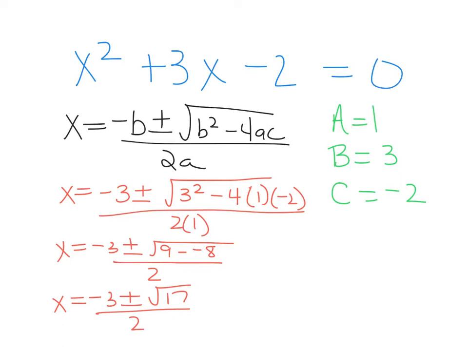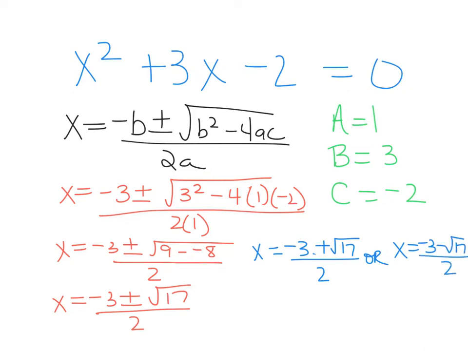So what that means is I'm going to find my two actual answers. So x equals negative 3 plus the square root of 17. I didn't mean to put plus or minus there, I meant to put just one of them. Try again. So negative 3 plus the square root of 17 over 2, or x equals negative 3 minus the square root of 17 over 2. Now at this point, what do I want you to round your answer to? Let's just say today round to the tenth.